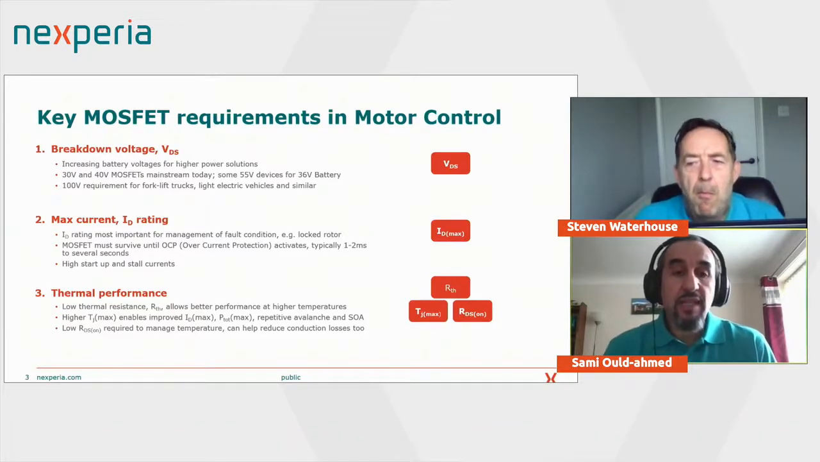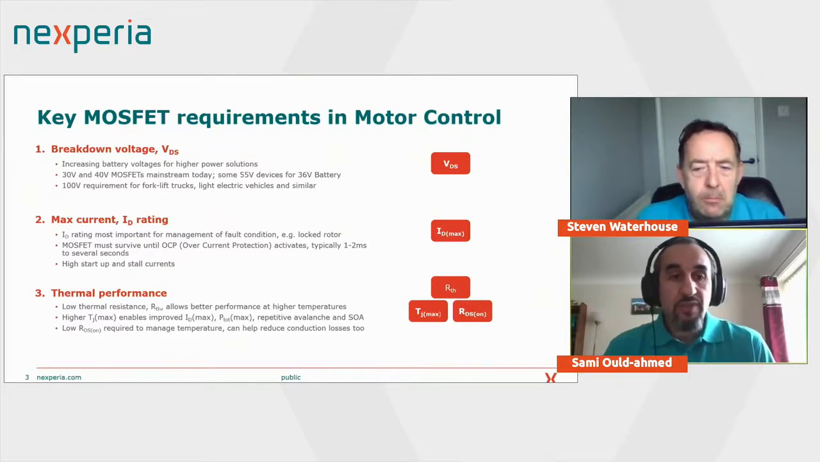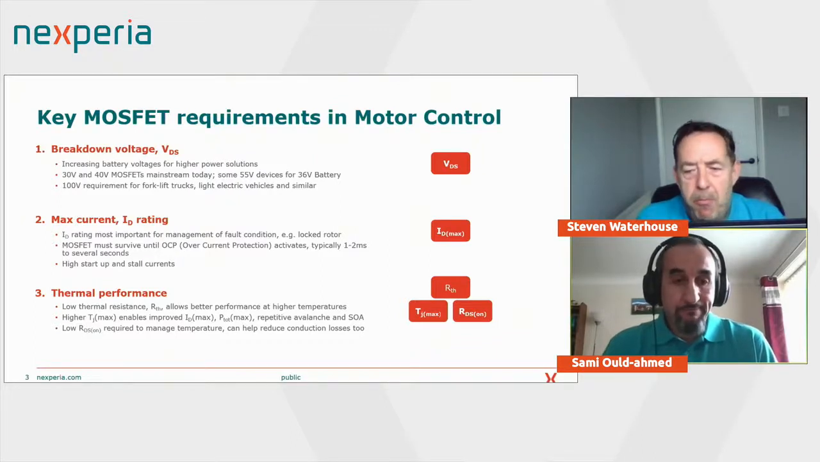So those are the main two situations that you need to cater for: the locked currents or locked rotor, and the high startup currents. Thank you, Sammy.